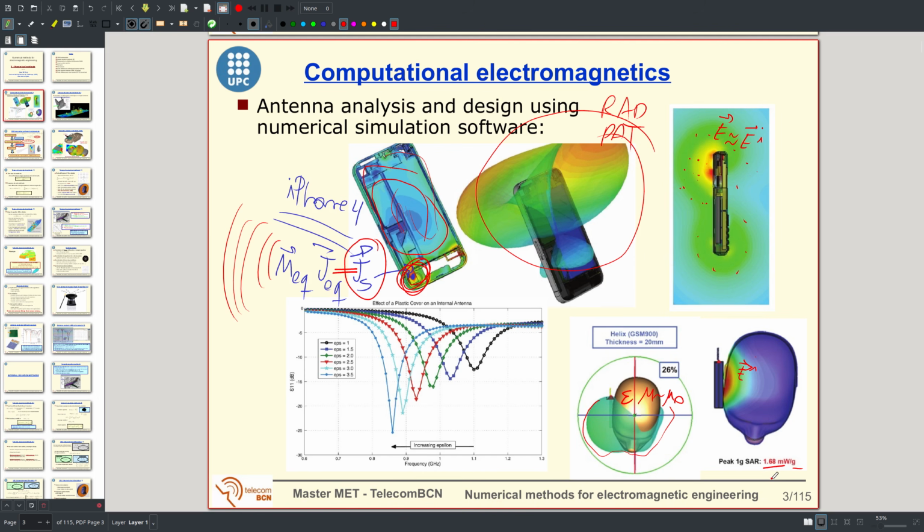We can compute anything. This is, for example, the reflection coefficient at the input of the antenna versus frequency. So we can see here the resonant frequency, the frequency at which the antenna behaves better. You see that these are GSM band frequencies. But for example, when we change the epsilon of the plastic cover of the phone, you can see that there is a shift in the resonant frequency of the antenna, and so the antenna does not work so well. So okay, this is just an example of what can be done with commercial software.